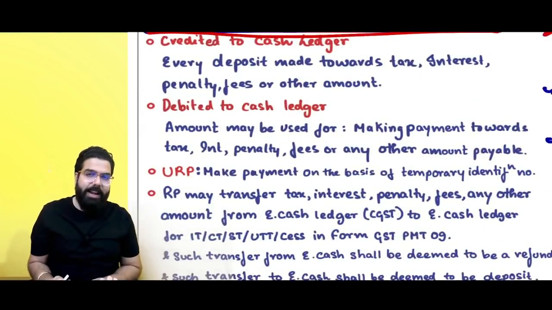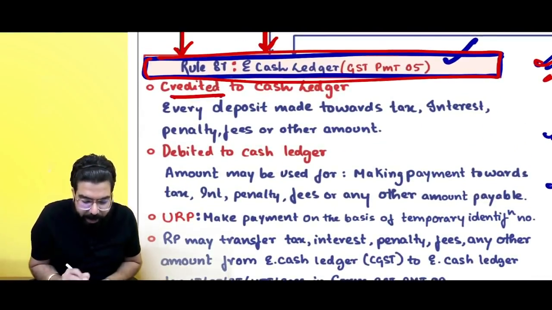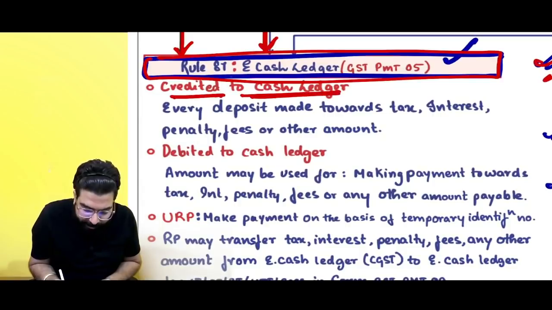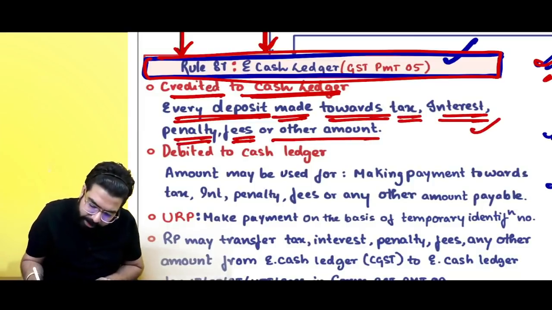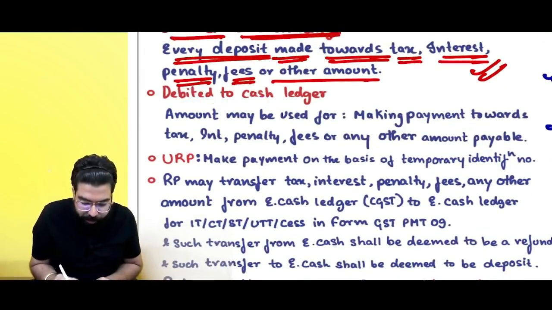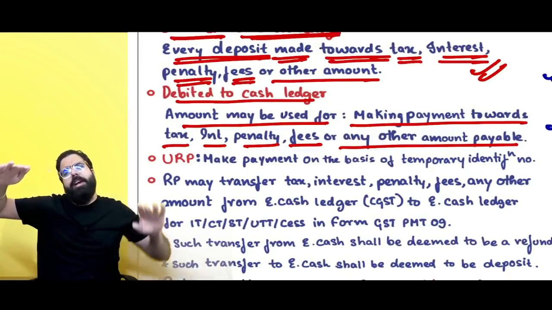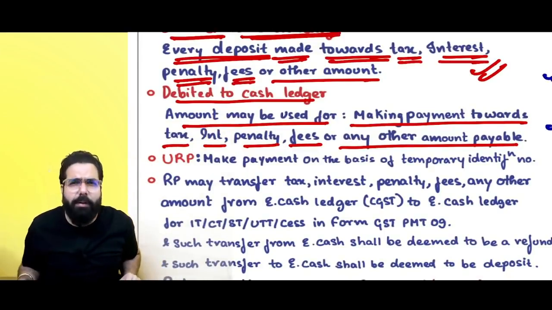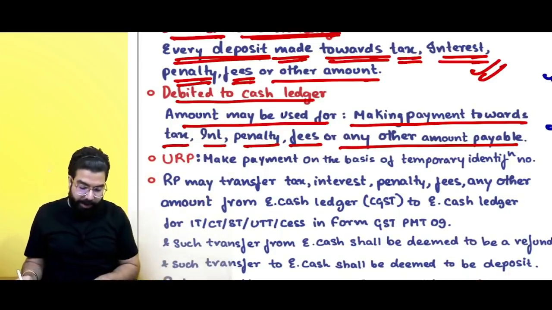Done, sir. Now my e-cash ledger amount is there. What will I do with that? It says that whenever credited to the e-cash ledger, every deposit made towards tax, interest, penalty, fees or any other amount, whatever you deposit, you can use it for making payment towards that tax, interest, penalty or late fee.